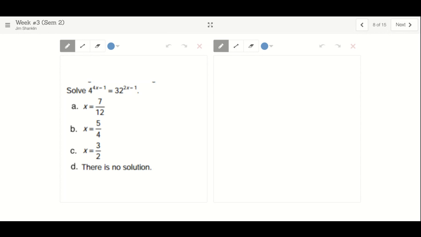Okay, so let's review how to solve exponential equations if we can write them with common bases. Okay, so 4 I can rewrite as 2 to the second, can I? And 32 I can write as 2 to the 5th.